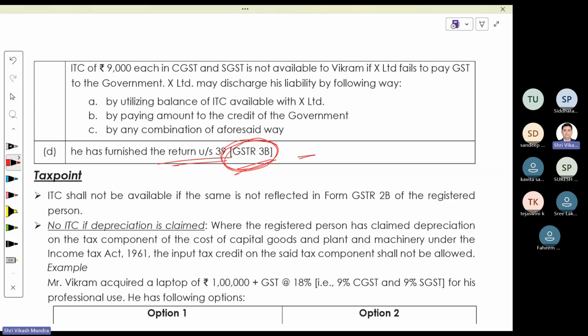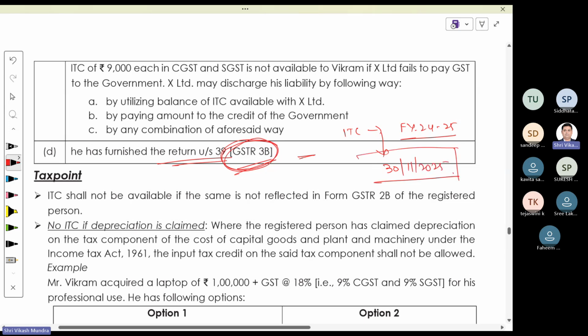That means if any ITC is related to financial year 24-25, and I forgot to claim it in GSTR 3B, okay, fine, no issue. Anyone can forget. Women are there. All women can commit this type of mistake. In that situation, at the maximum, you can claim this ITC by 30th November 2025, that means the coming year's 30th November, through GSTR 3B.